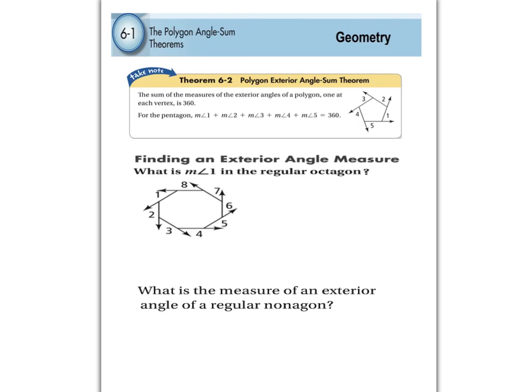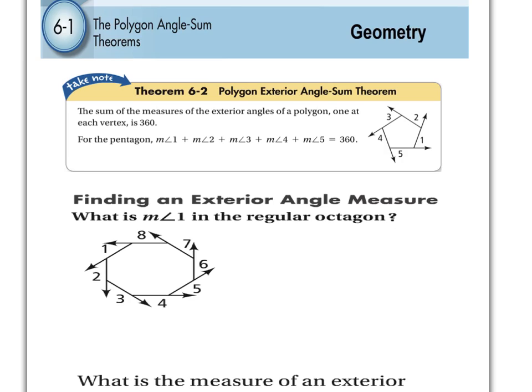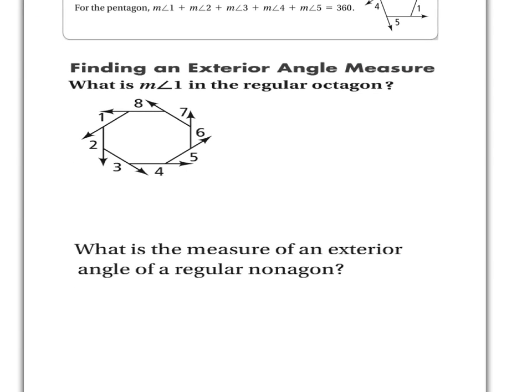Okay, that leads us into theorem 6.2. And that's exactly what we just got done talking about. Theorem 6.2 says the sum of the measures of the exterior angles of a polygon, one at each vertex, is 360 degrees no matter what. Okay, so it says here, finding an exterior angle measure.